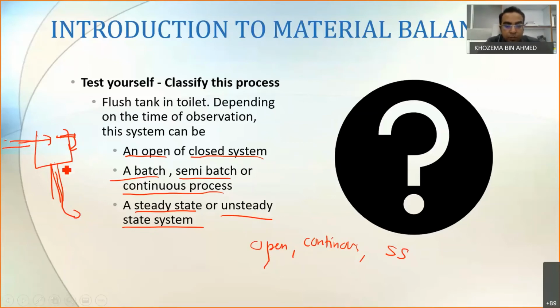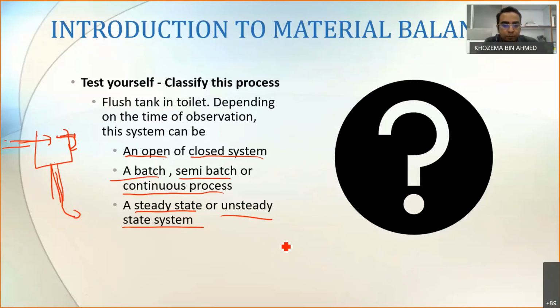Since there is no accumulation, if it's coming in and coming out, it's a continuous process. If there is no accumulation, then there will be a steady state process. Okay, so you can work out when is the system. So that is for our open system, continuous process, and steady state.